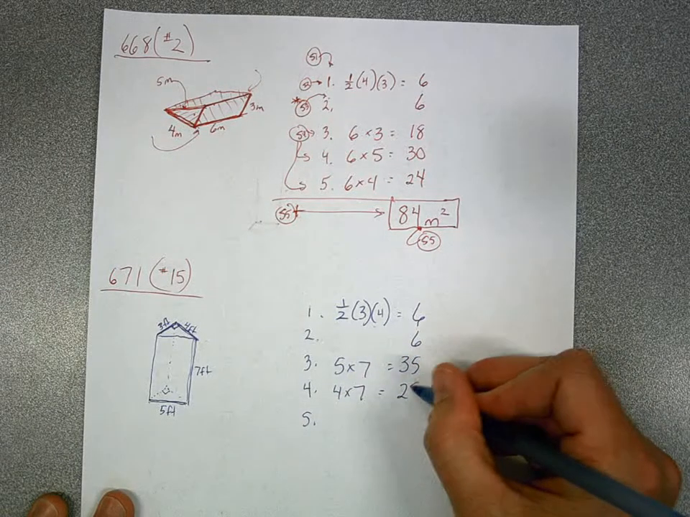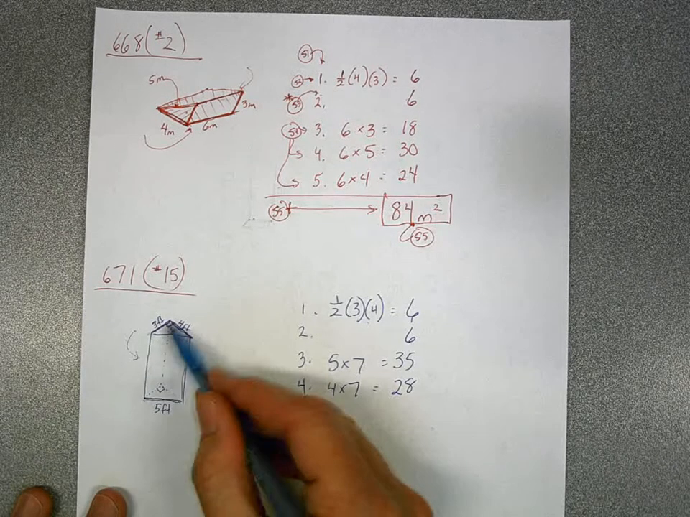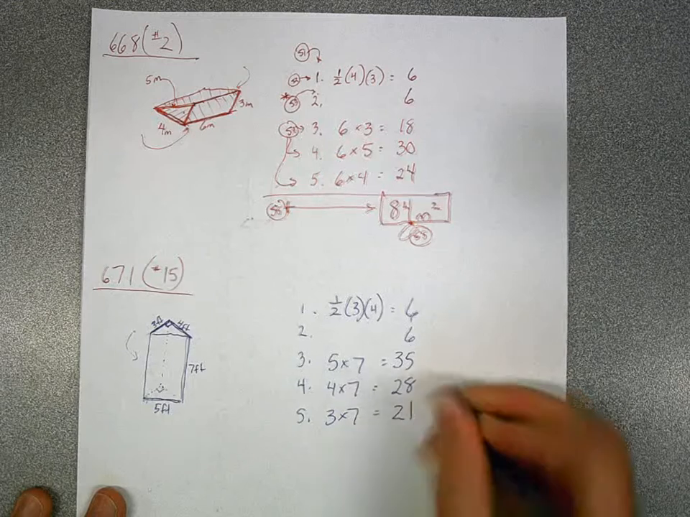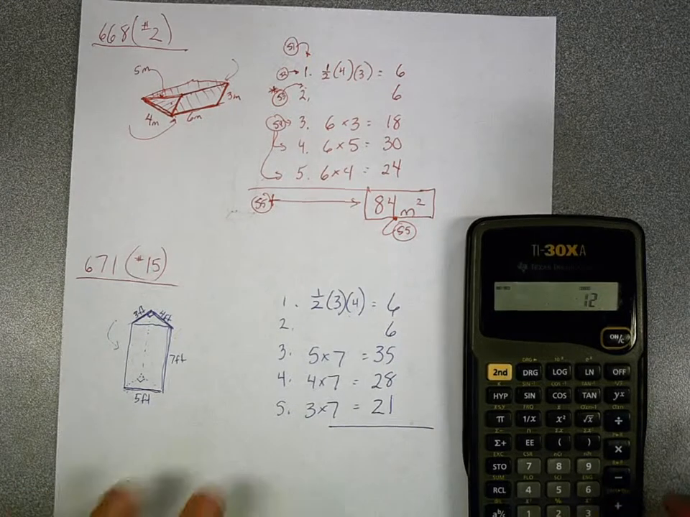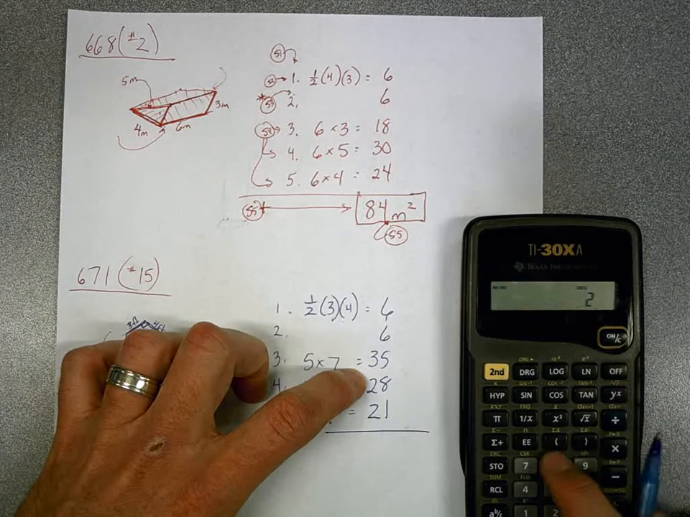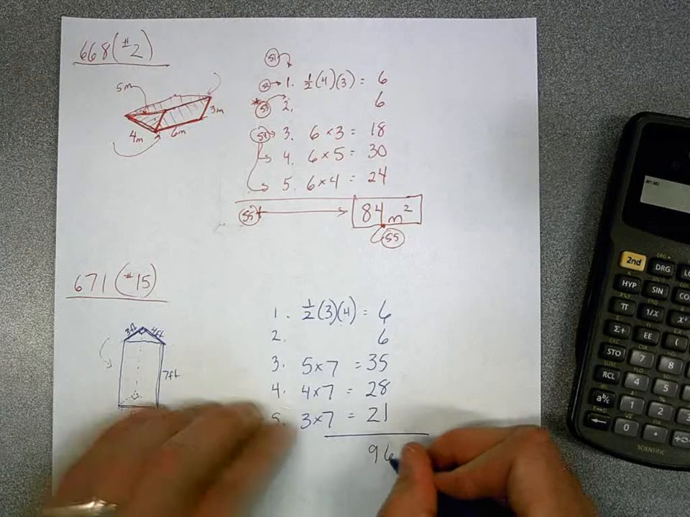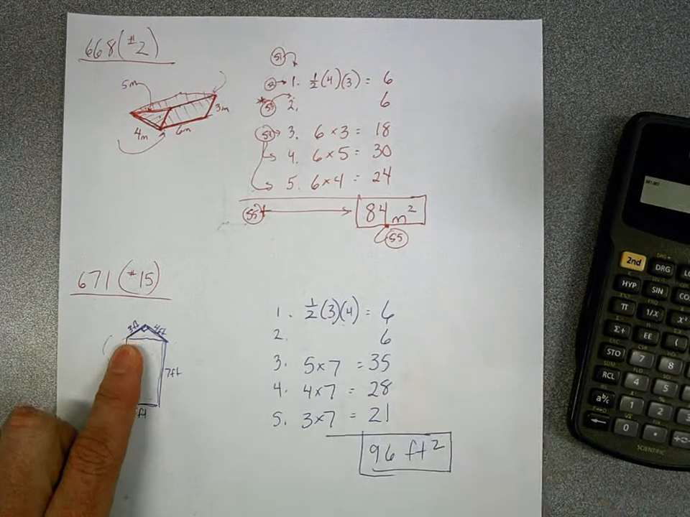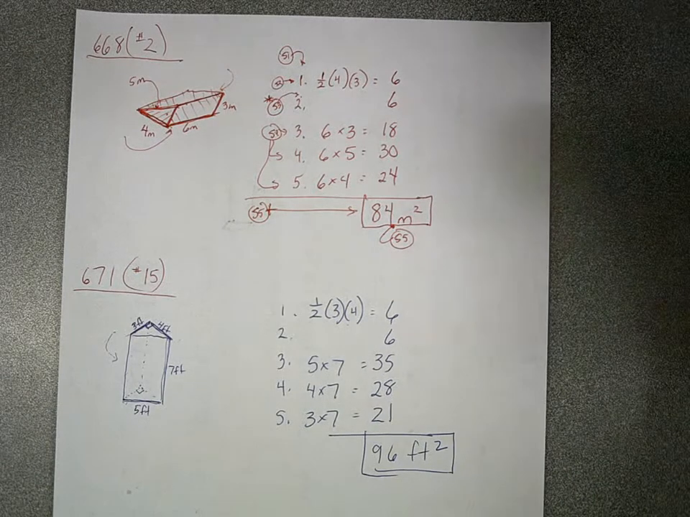And this rectangle over here on this left side is a 3 by 7, which gives me an area of 21. I add them up. I have 12 plus 35 plus 28 plus 21 equals 96. It's in feet, so it is 96 square feet. All right, surface area prisms.